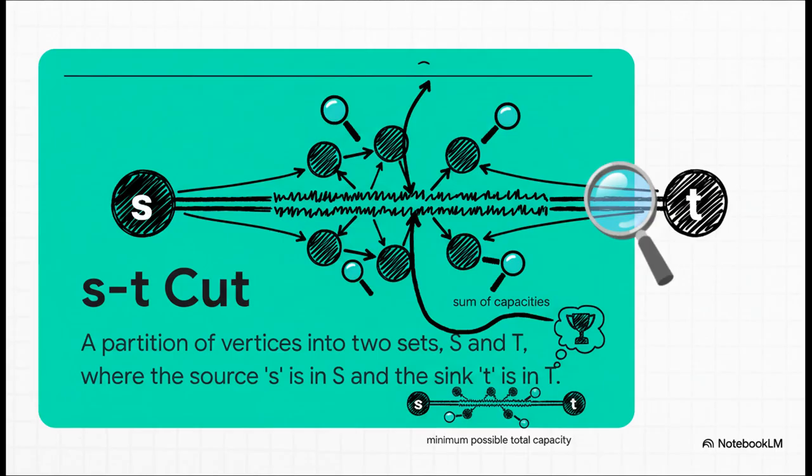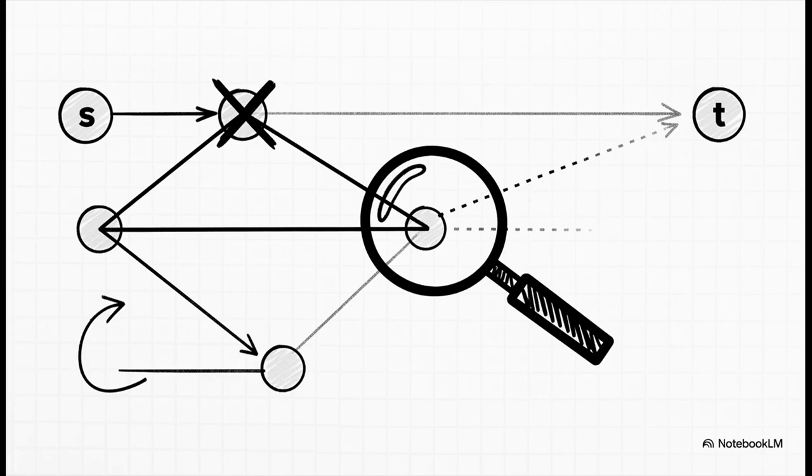The capacity of that cut is just the total capacity of all the pipes that cross your line, going from the source's side to the sink side. The min cut, then, is the cut you could make with the smallest possible total capacity. So here's the crucial takeaway. This theorem gives us a perfect way to know when we're done.